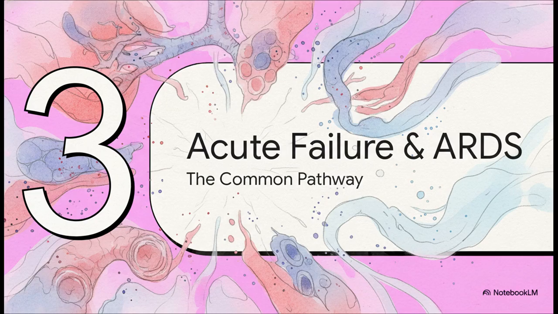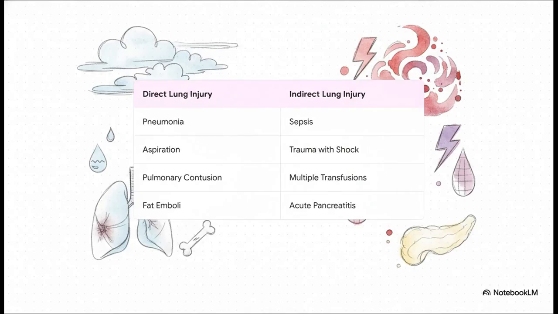This table is really useful because it splits the causes of ARDS into direct and indirect injuries. Direct injuries are the obvious ones: pneumonia, aspirating stomach contents, a direct blow to the chest. That makes sense. But the concept of indirect injury is so important. This is where the lungs are the innocent bystander.